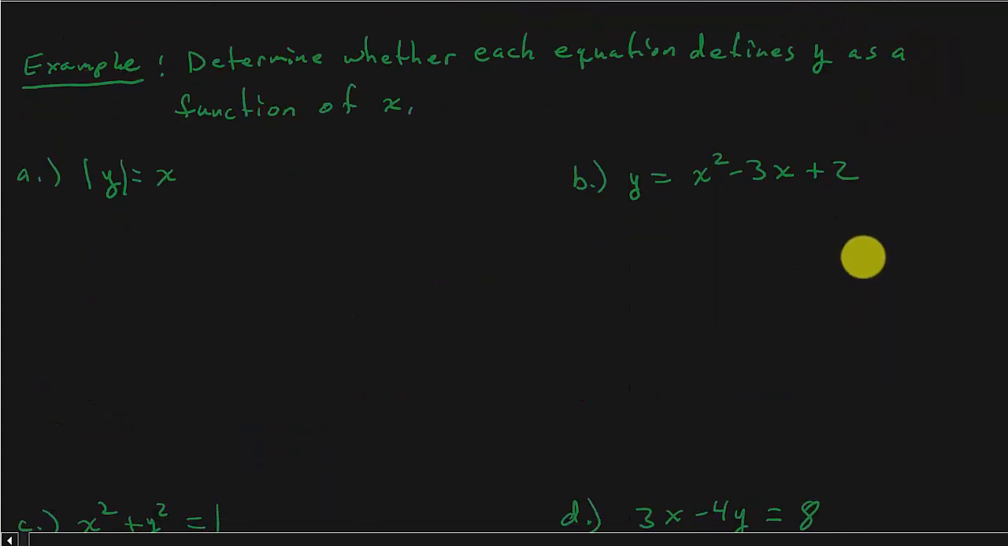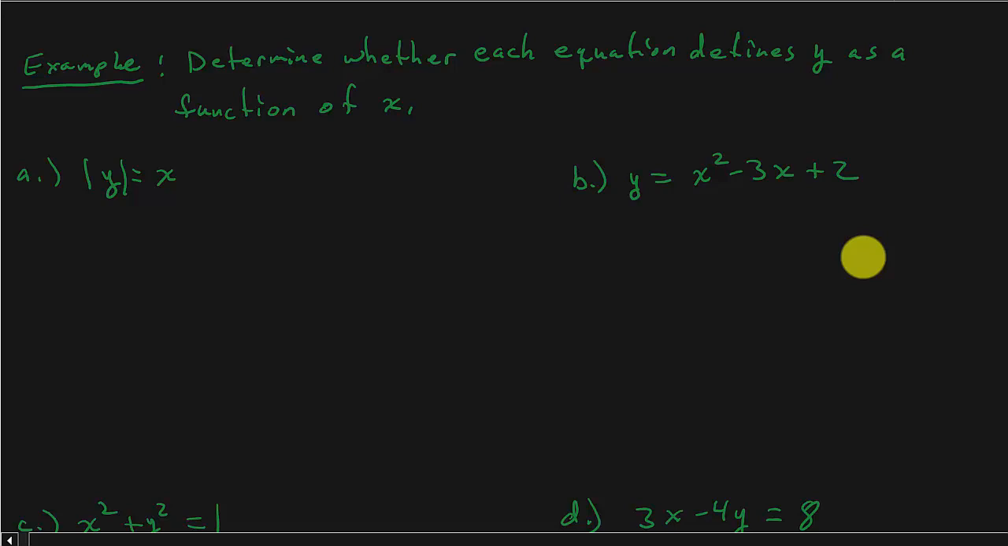All right, so we've done the ordered pairs, we've done the graphs. Now, what if they just come out and give us a function? Okay, so determine whether each equation defines y as a function of x. So first, let's take a look at this problem A, the absolute value of y equals x. So we want to determine if this is a function or not.